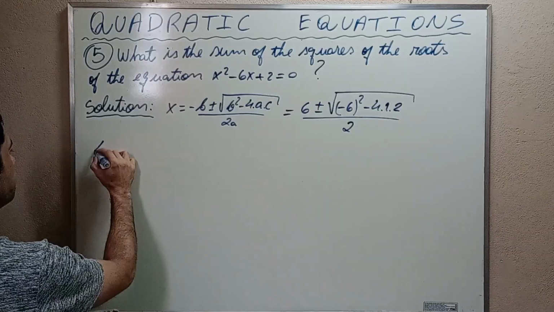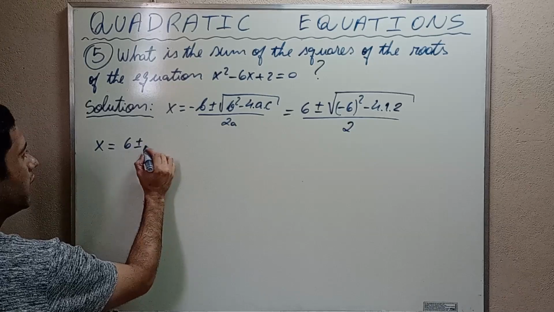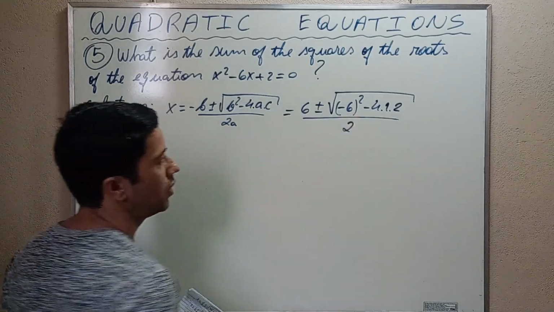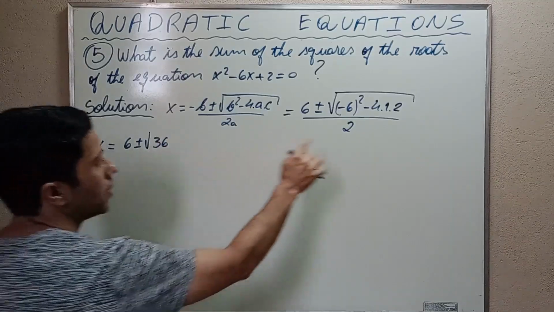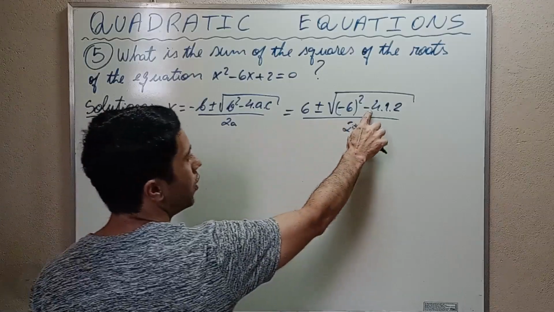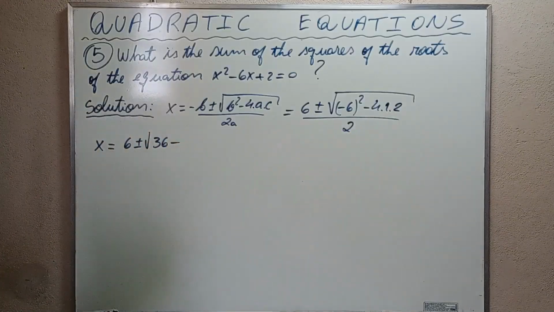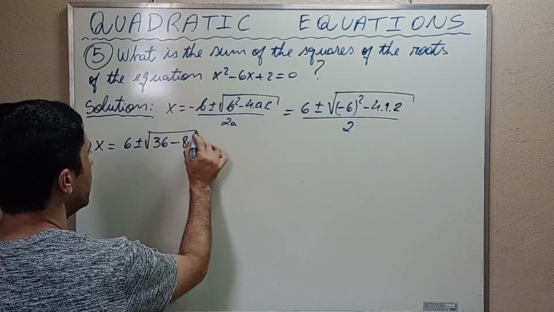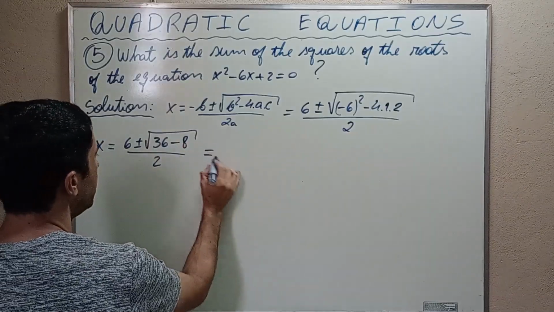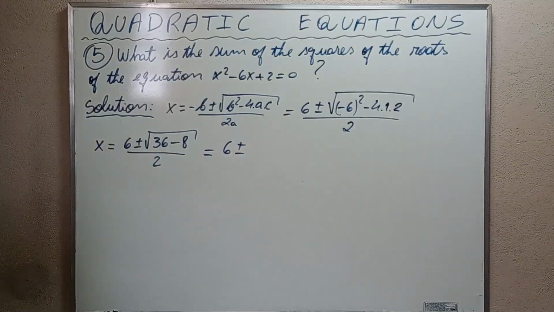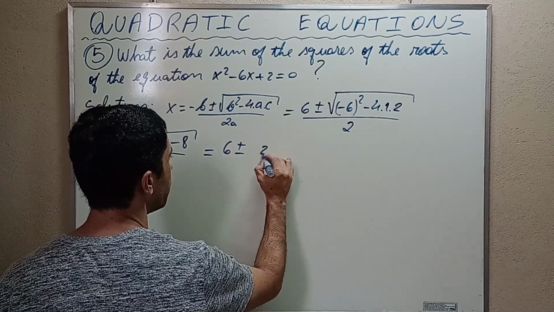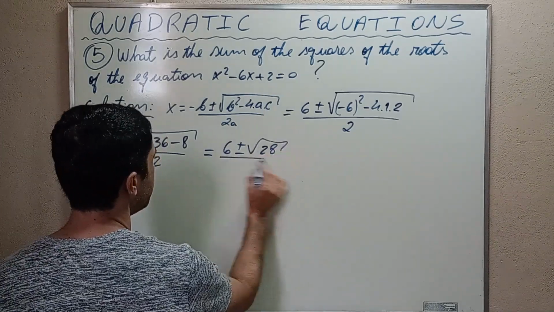x is equal to 6 plus minus the square root of negative 6 squared is 36 minus 4 times 2 is 8, divided by 2, and this is equal to 6 plus minus 36 minus 8 is 28, divided by 2.